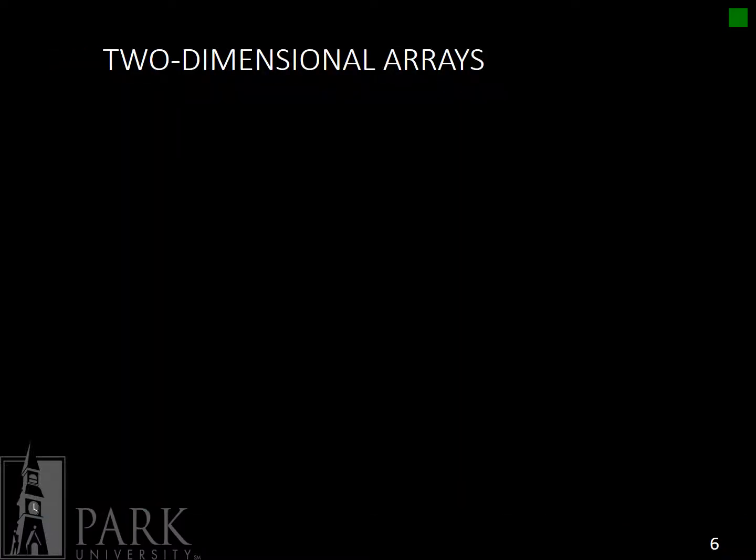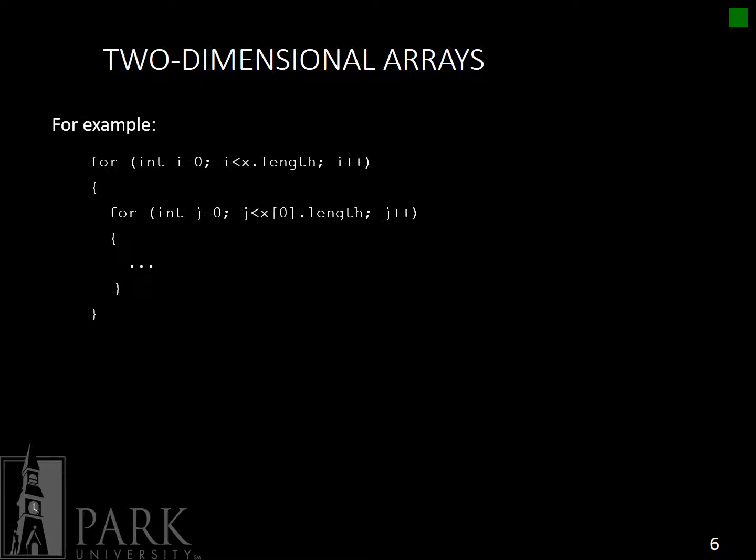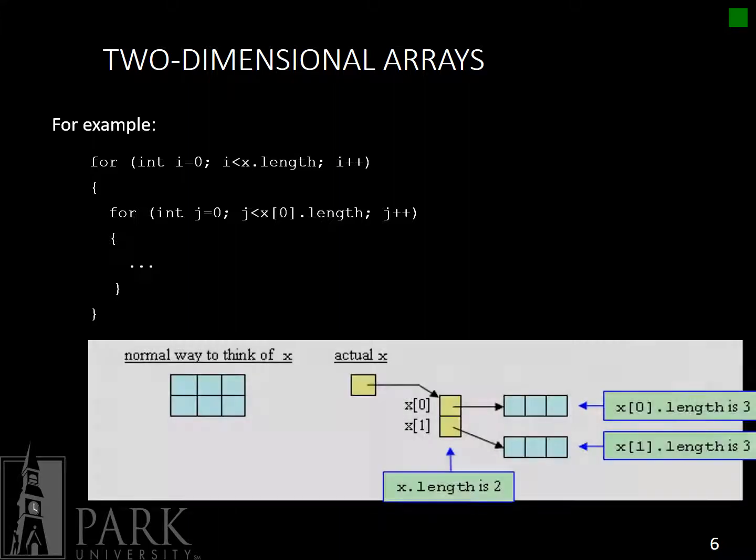So the bottom line is that in order to loop through the rows in a two-dimensional array, use the array name dot length, right? Again, that's the rows. And to loop through the elements within those particular rows, use the first row's length, like such, right? And here's a graphical depiction of it to kind of help you figure it out.